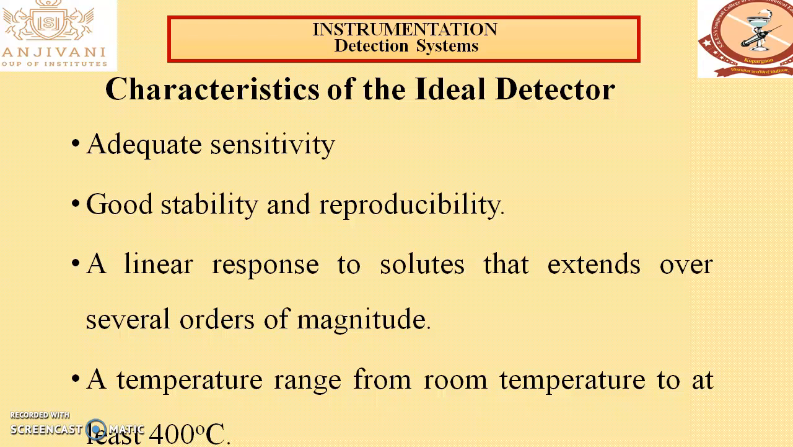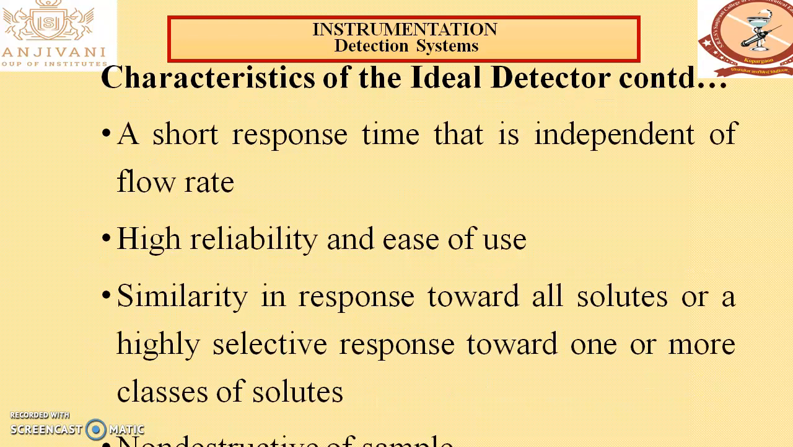Then linear response to solute that extends over several orders of magnitude means, like we have seen in case of Beer-Lambert's law of UV, that as the concentration increases, the response or the absorbance is proportional to the concentration. In the same fashion, in case of GC detector, we must get a linear response. And also obviously the operating temperature range, that is from room temperature to at least 400 degree Celsius. Then short response time, which is independent of the flow rate of the carrier gas system. High reliability and ease of use.